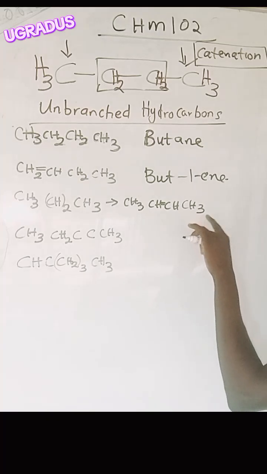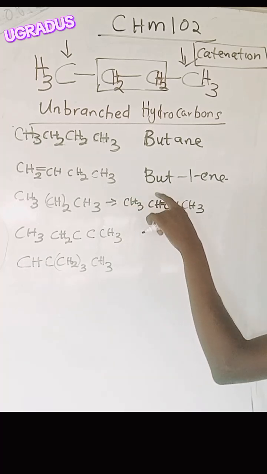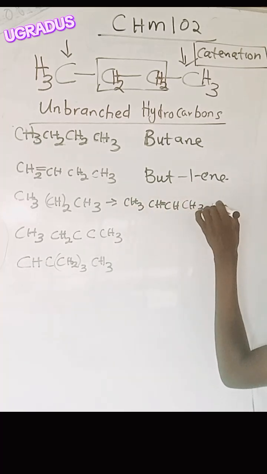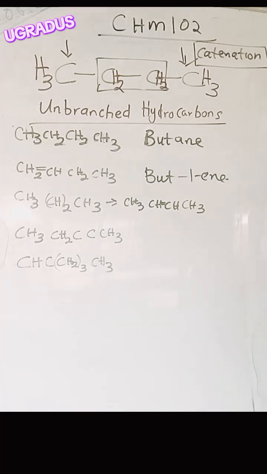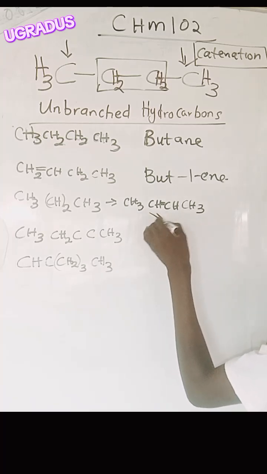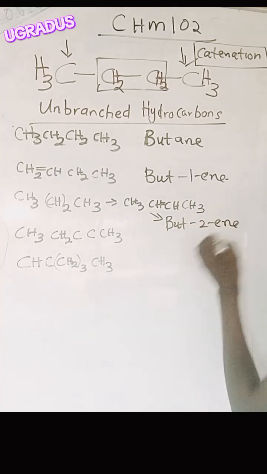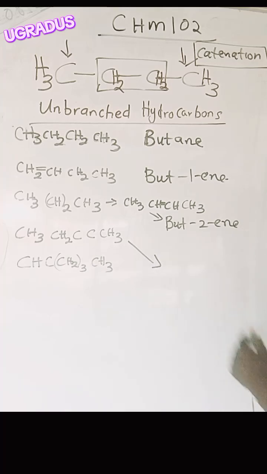If you come from this right-hand side, 1, 2, you have seen your double bond. From the left-hand side, 1, 2, you have still seen your double bond. That means this compound will be best known as but 2 ene, because the position of the double bond is at carbon number 2. So this compound will be best known to be but 2 ene. That's how you name this. And now let's go to this.